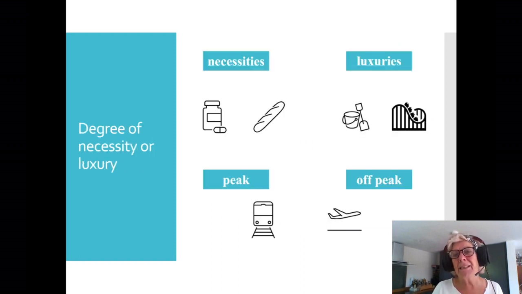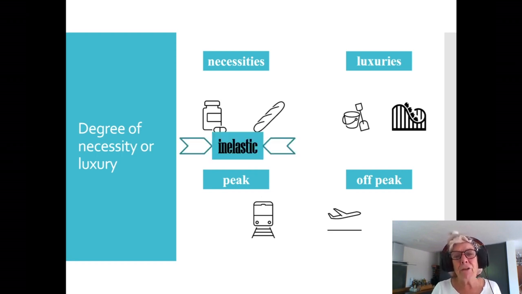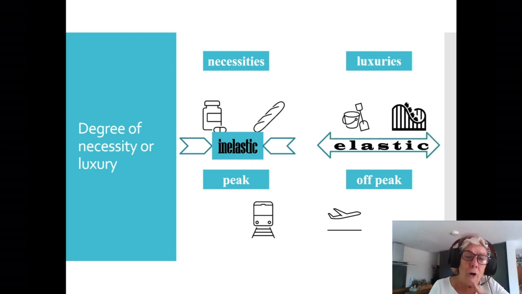How about whether something is necessary or a luxury? Well, if goods are necessary, then demand tends to be inelastic because if price goes up, we still need to buy them. On the other hand, if the price goes down, we're not all going to rush out and buy more medicine or more bread, are we? And in the opposite case, luxuries, if the price goes up, well, we don't need them, we won't buy them. On the other hand, if the price goes down, maybe we'll treat ourselves.